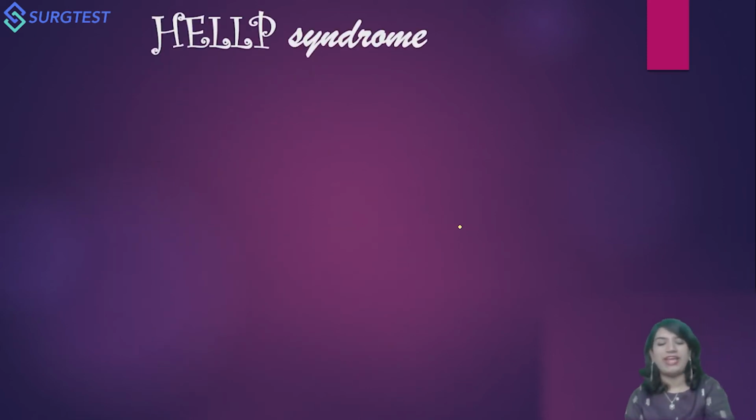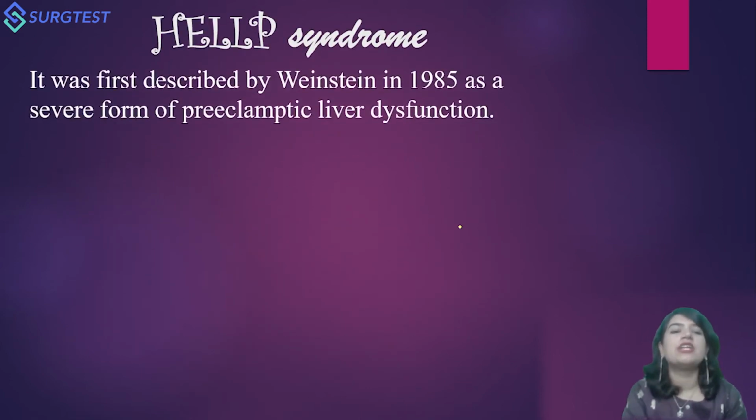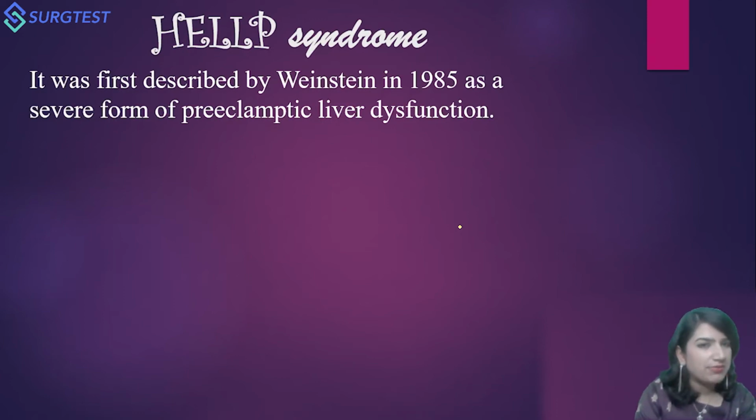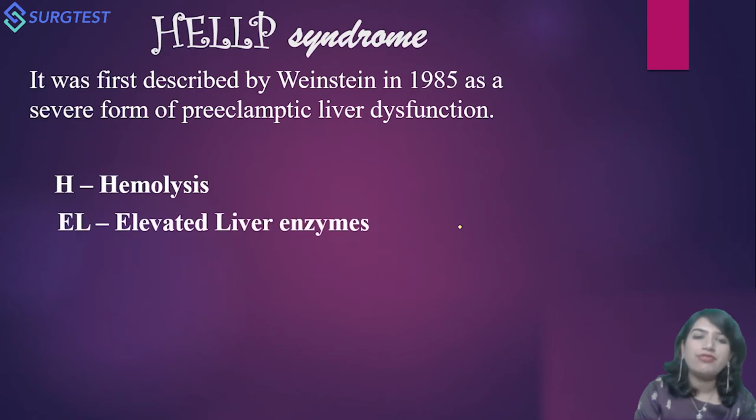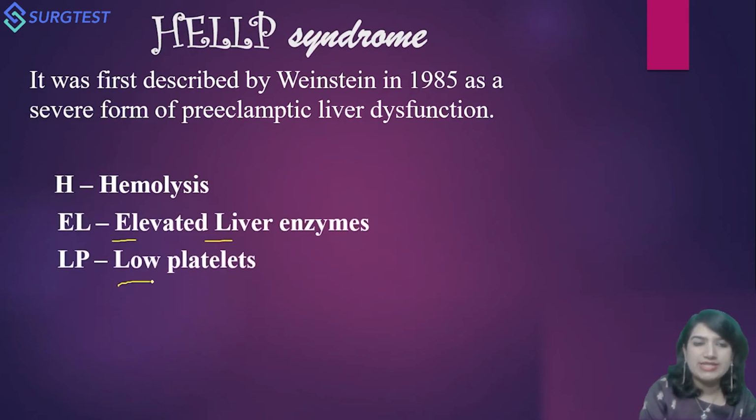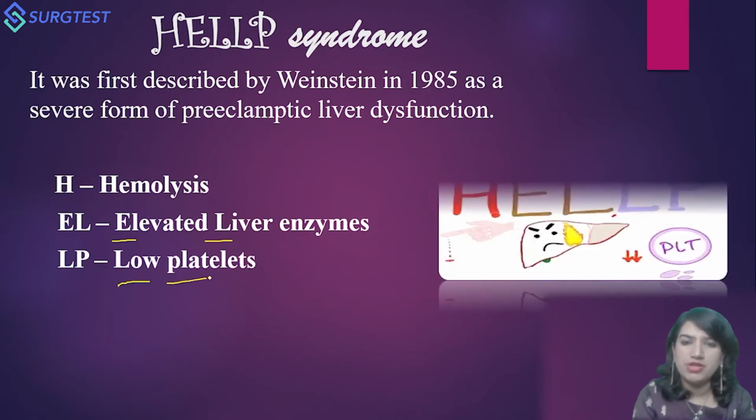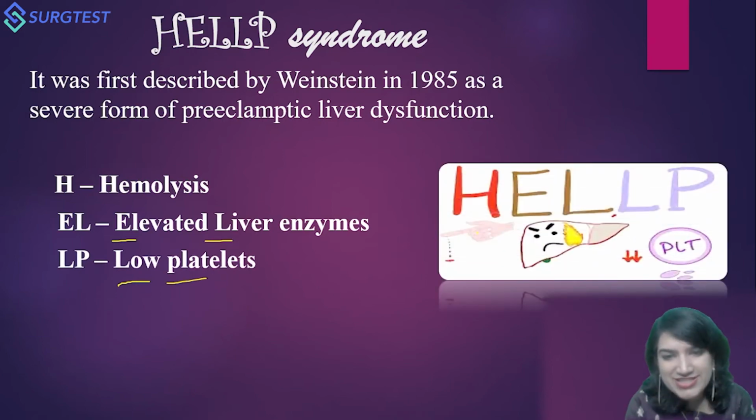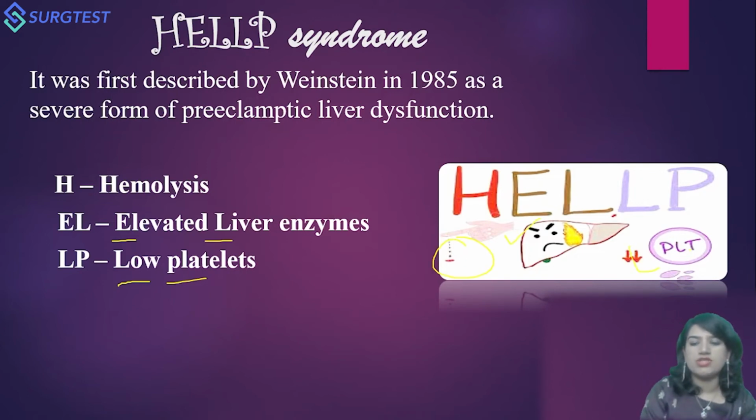Yes, so I told you about HELLP syndrome. What is HELLP syndrome? It was first described by Weinstein et al. in 1985 as a severe form of pre-eclamptic liver dysfunction. So it's an acronym that stands for H for hemolysis, EL for elevated liver enzymes, and LP for low platelets. So that is how HELLP comes into picture. And yes, you can see hemolysis on a peripheral smear, liver dysfunction, and a low platelet count is what constitutes HELLP.